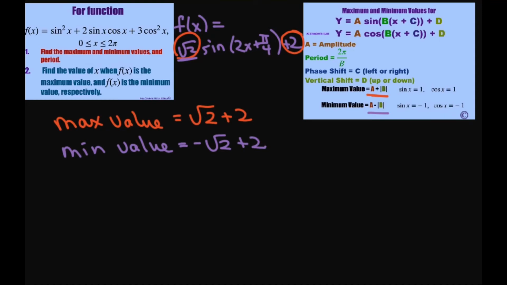All right, our period is 2 pi divided by your b. Our b happens to be 2 right there. So divide by 2. That equals pi. This is going to equal your period. All right, so that's question 1.